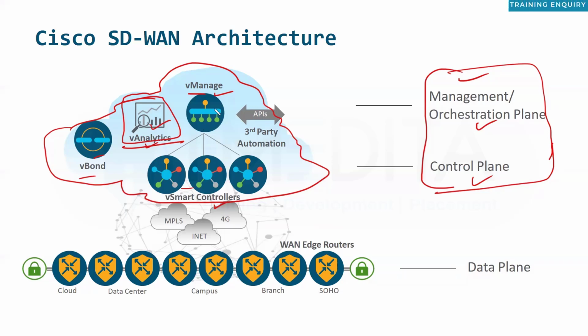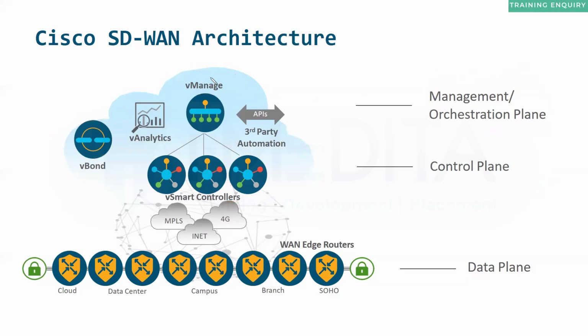But as I told you, Cisco is using a distributed architecture, right? So the brain is split. The brain of this SD-WAN architecture is split into multiple components. So vBond is there, vManage, vSmart. Now remember, if we talk about vManage or vSmart, these are not hardware devices. These are virtual machines.